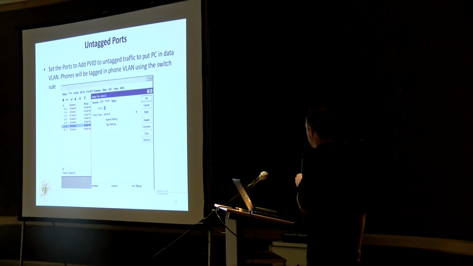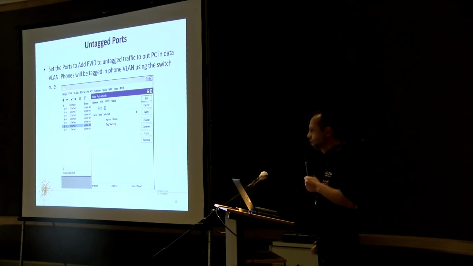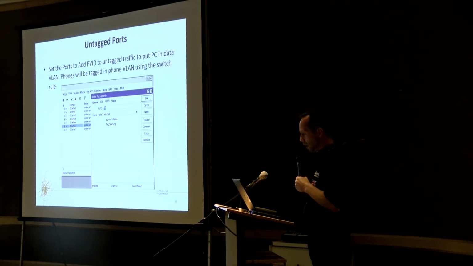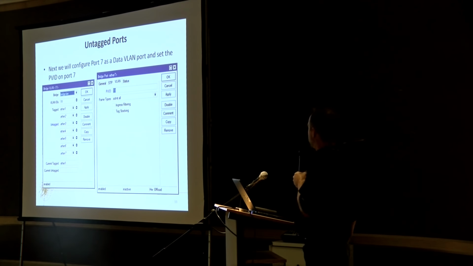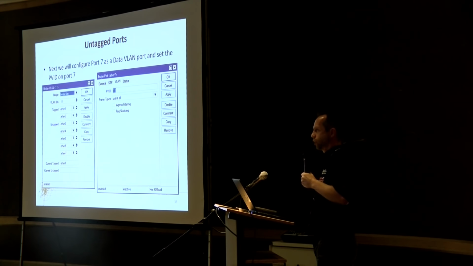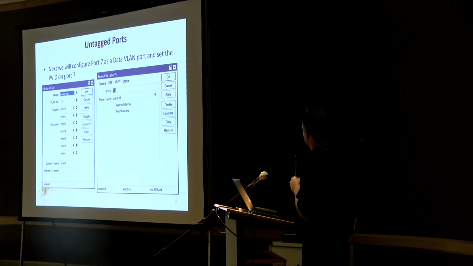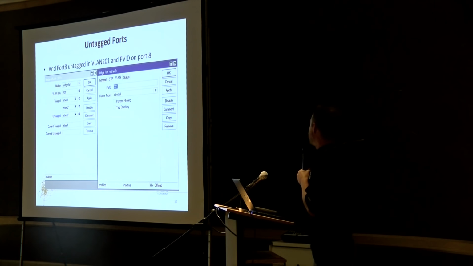Okay, so we add the PVID of 11, for this example my data VLAN, to those ports. And almost identically, I created one port that is just in the data VLAN, VLAN 7. It's as simple as just making it untagged in the VLAN and adding the PVID. For those people who work regularly with switches, this is starting to look very similar to other vendor switch configurations. And the same, I've put port 8 into a different VLAN, I've made it untagged, and I've put a different PVID because that's where I want the traffic to go.